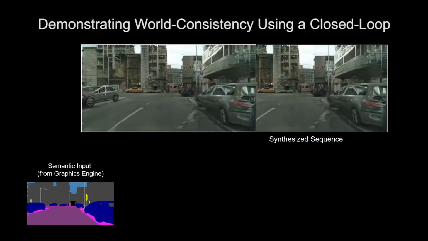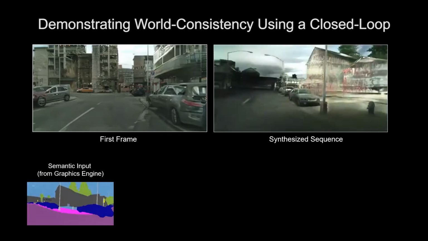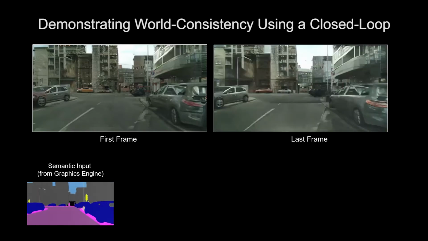Moreover, we can demonstrate the world consistency using a closed loop in the virtual world. When we make a circle and go back to the original location, the rendered frame can still remain the same as the first frame in the sequence.